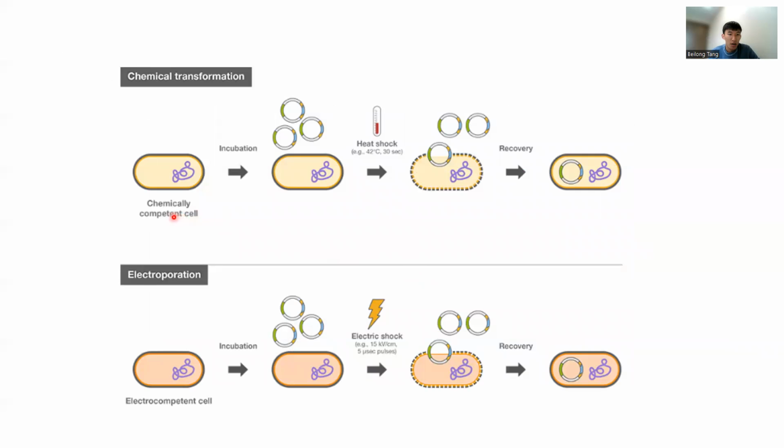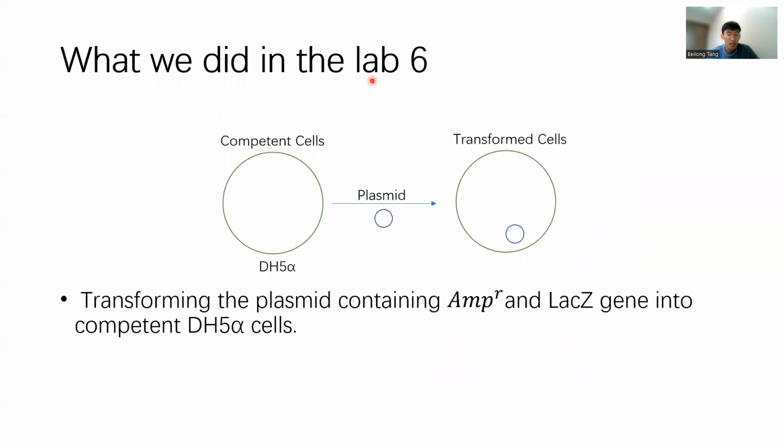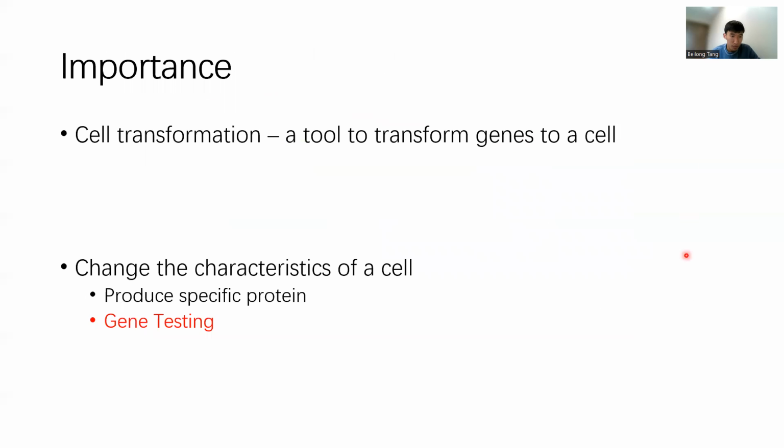So here is the process of cell transformation through the chemical way and the physical way, electroporation. Basically, it is putting the plasmid into the cells. It is the same as what we did in Lab 6. We have DH5 alpha competent cells. We insert the plasmid into the competent cells, which gives us the transformed cells. And we use the ampicillin resistance gene and the LacZ gene to select the cells that are already transformed.